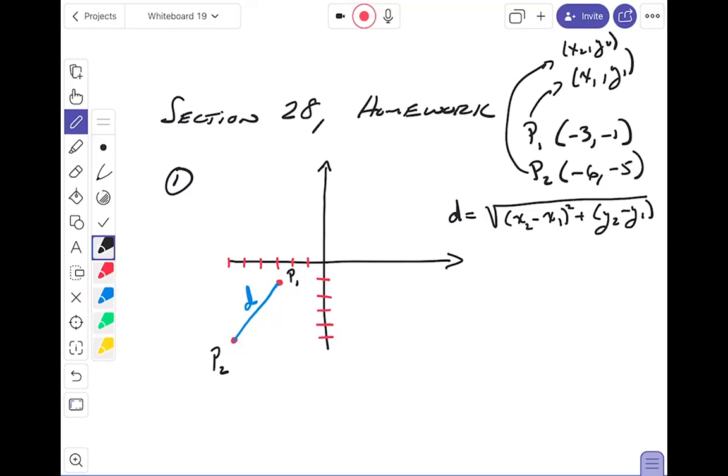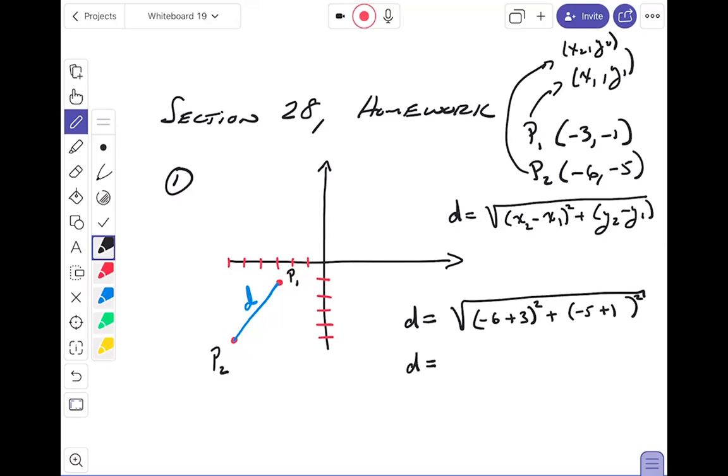So I'm just going to plug it into the formula. D equals, and let's take a look. So it's going to be x2, right? And what's x2? -6. Minus a -3, which is +3. We need to square that. Then what do I get? Well, y2 is -5 minus a -1, which is +1. And we're going to square that.